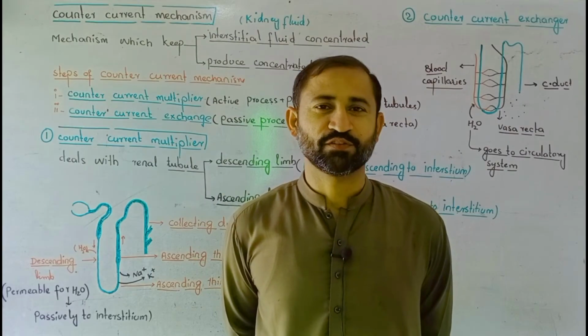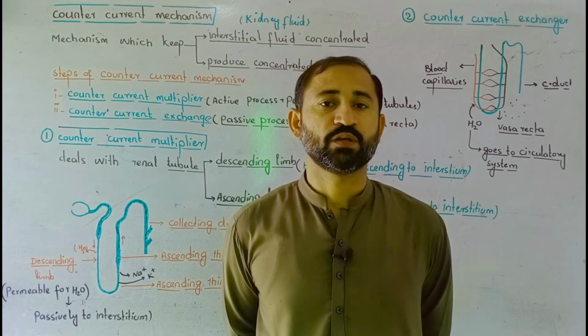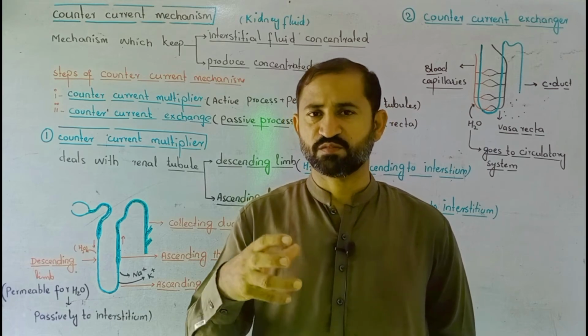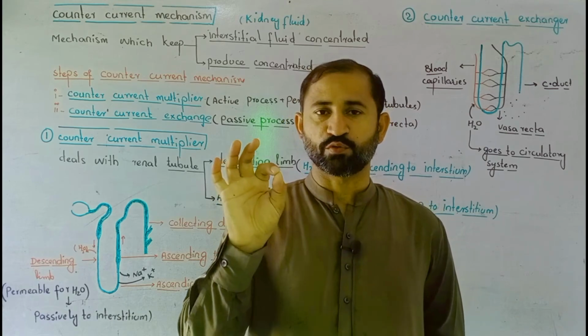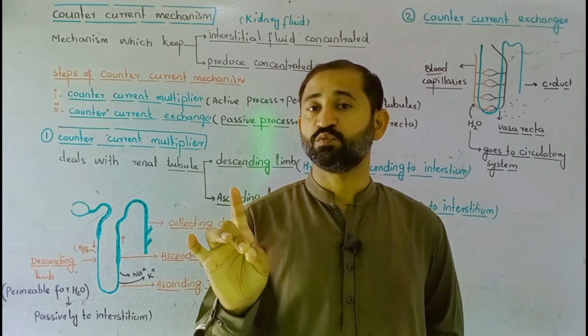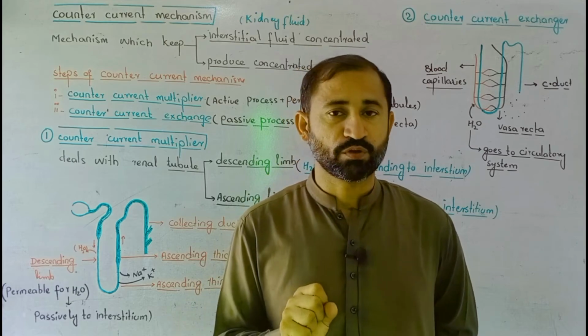Today we are going to discuss the countercurrent mechanism: what is the countercurrent mechanism and how it performs its function. The countercurrent mechanism is basically a system of the kidney that, number one, causes the production of concentrated urine, and number two, keeps the interstitial fluid at a concentrated level. These two are the basic functions performed by the countercurrent mechanism.